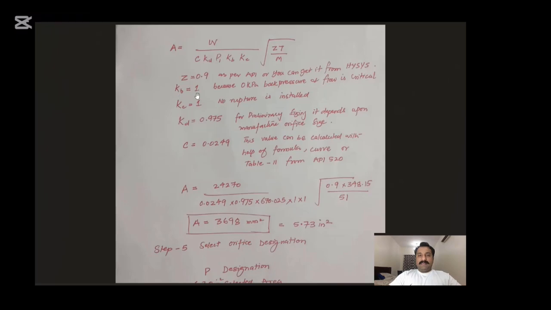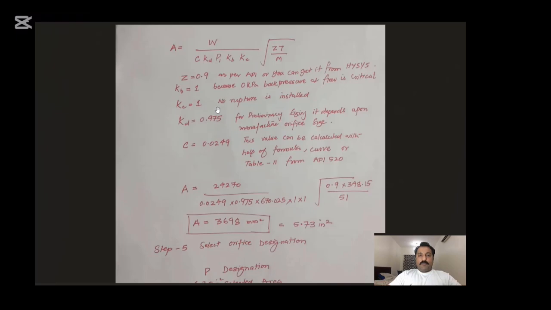This is Kb equal to 1. This is also constant because the back pressure is 0 and flow is critical. So we will assume this Kb is equal to 1. If we are having back pressure and flow is subcritical, then the value will be different. I will show you that in the next example.